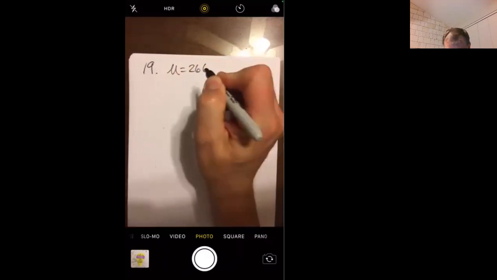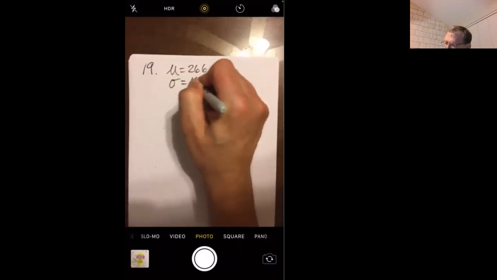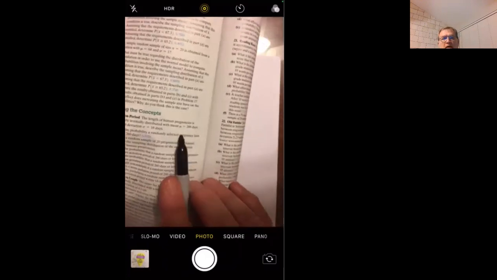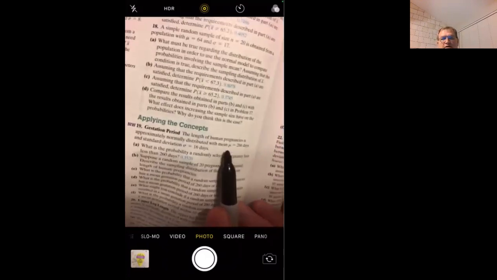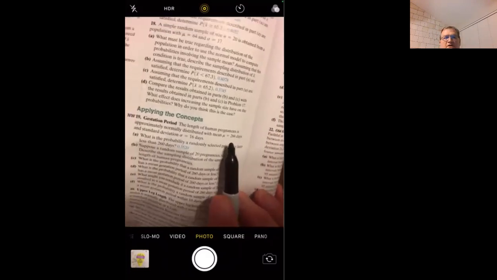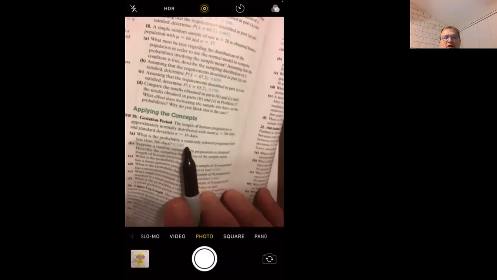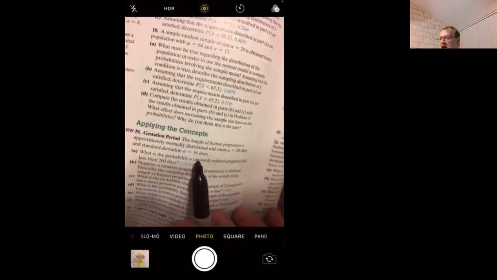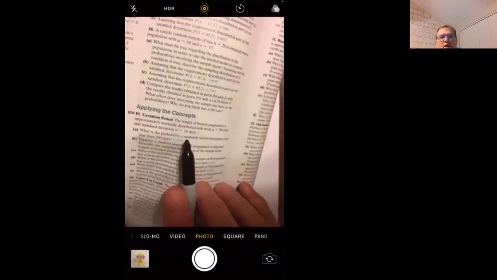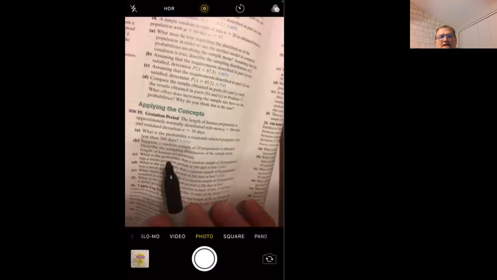All right, now they're flat out giving me that the mean is 266 and the standard deviation is 16. So this is talking about the length of human pregnancies. It's saying they last an average of 266 days. Usually we think of it as 9 months, and aren't you so glad you now know that the standard deviation is 16? Okay. A, what is the probability a randomly selected pregnancy lasts less than 260?